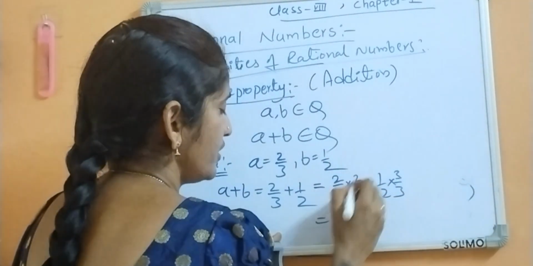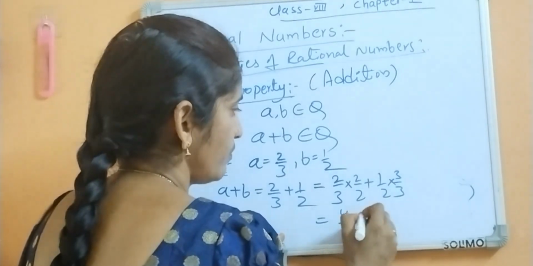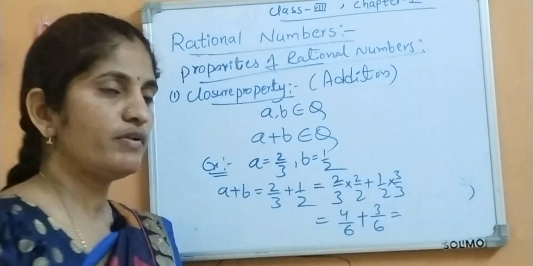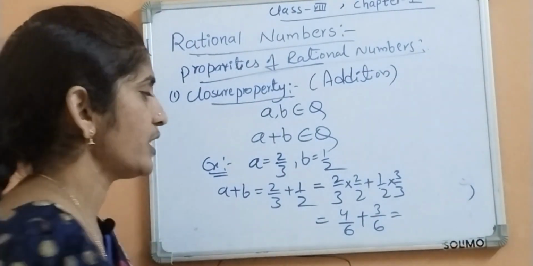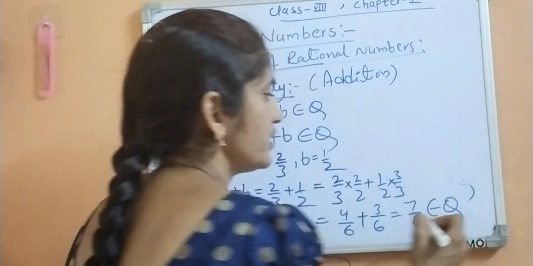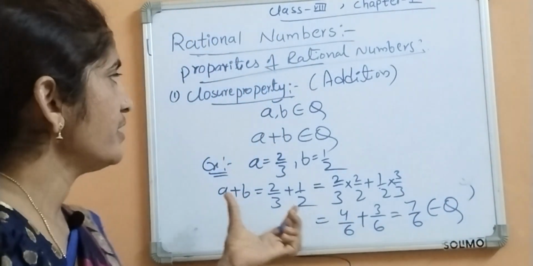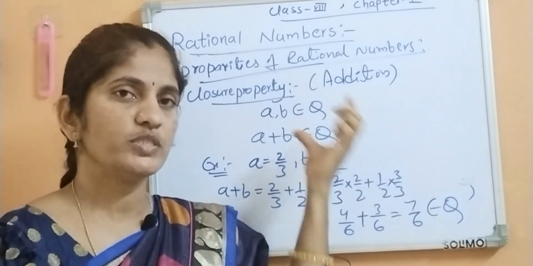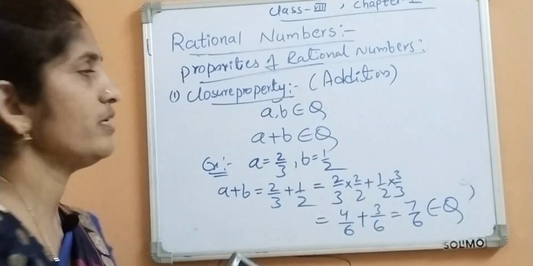So 2 2s are 4 by 3 2s are 6, plus 1 3s are 3 by 2 3s are 6. Now the given fractions are converted to like fractions. I add directly 4 plus 3, 7 by 6. This 7 by 6 belongs to Q. So by this we can generalize that closure property under addition is possible in rational number system.